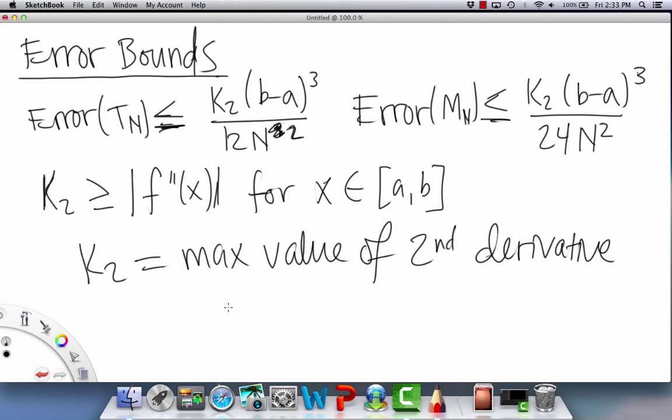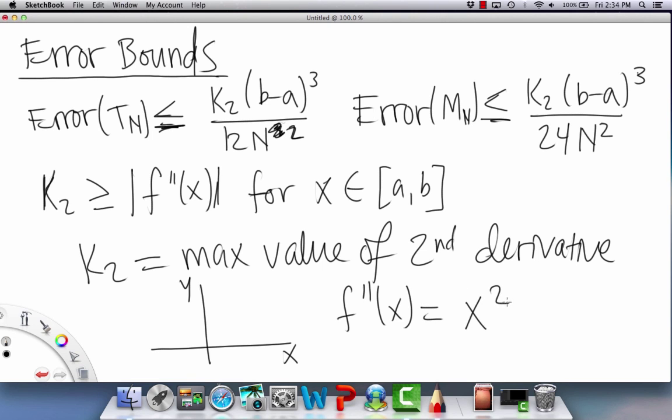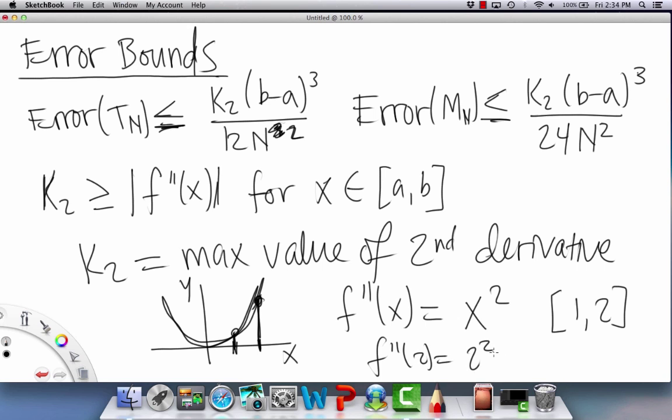So let's say you have a graph for some reason, and your second derivative, I'm just going to make one up to make it simple, is maybe like x squared. Maybe that's what it turns out to be for some reason. Then we'll have our normal x squared graph, and our interval from a to b, let's say it's 1 to 2. So on this interval, what is our maximum value? It's going to be 4, right? So f double prime of 2 equals 2 squared equals 4.